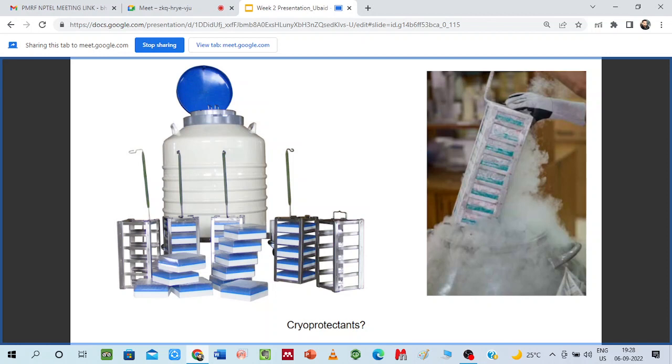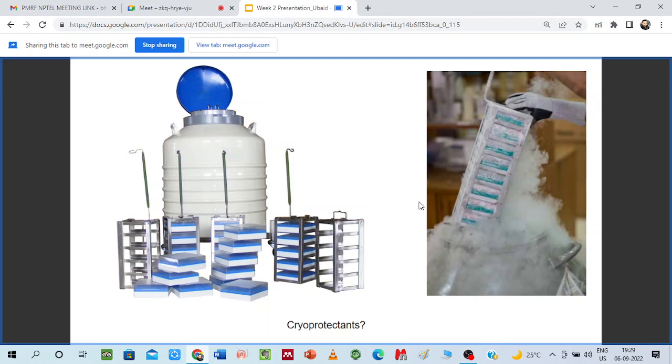After this cryopreservation, or after storage in liquid nitrogen, you should be able to revive and reuse the cells when you thaw them, or when you take them from the liquid nitrogen, maybe after a year or 2 years. So you should be able to use them. So in that case, you have to freeze them very carefully.